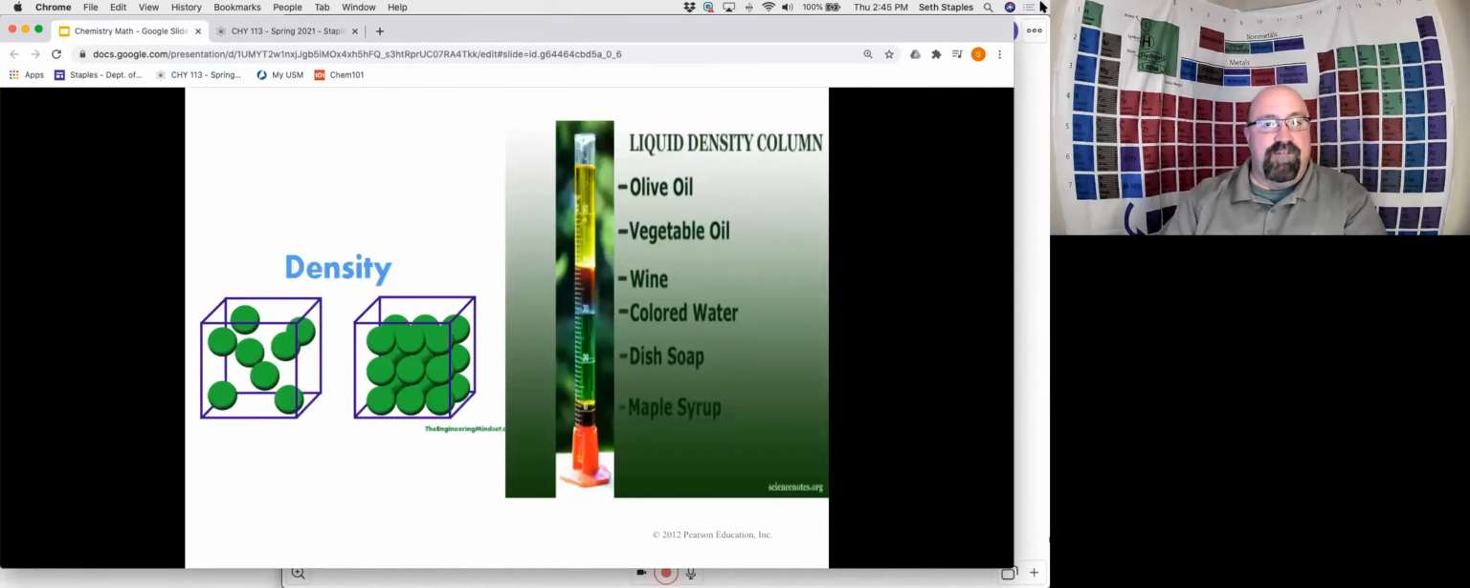And this just gives some nice visual depictions of density. I like this one here because it really shows you what we're talking about, that density is a measure of how tightly packed the material is within a certain volume. Both of these cubes have the same amount of volume, but this one obviously has much more matter packed into it than this one does. And so this is a more dense material than this one.